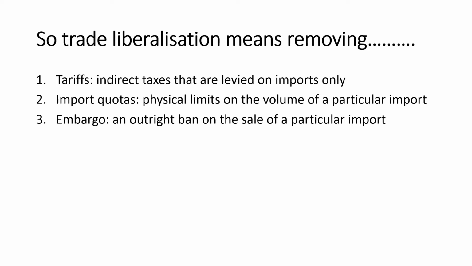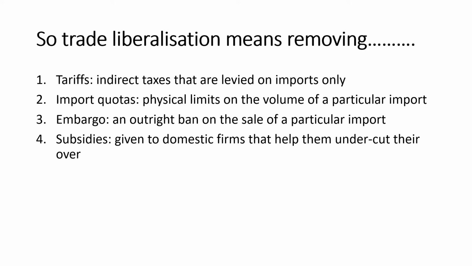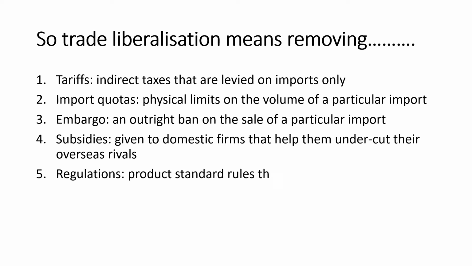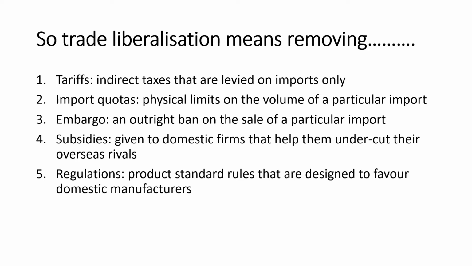Embargoes, which are an outright ban on the sale of a particular import from a particular country. Subsidies, which are given to domestic firms that help them undercut their overseas rivals. That could be both at home in a domestic market or abroad in an export market. Regulations, so this is normally product standards that have been tweaked so that they favour domestic manufacturers over their foreign rivals.